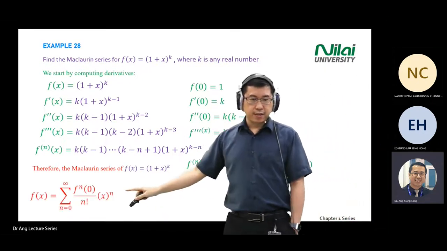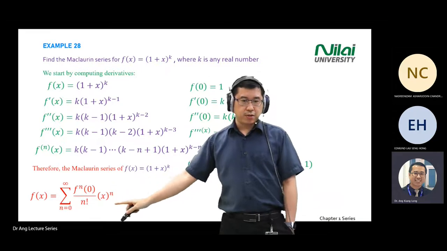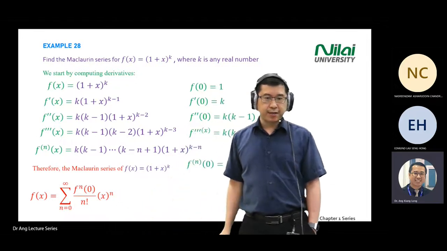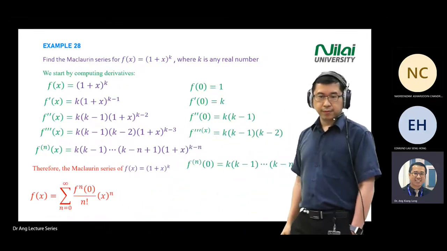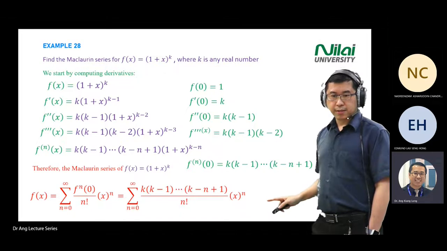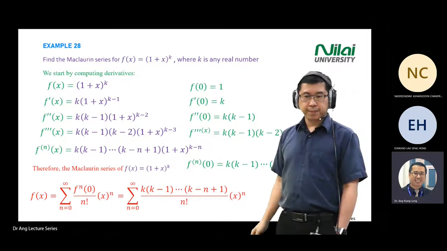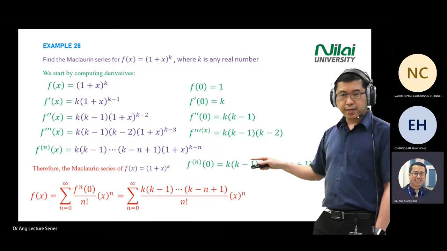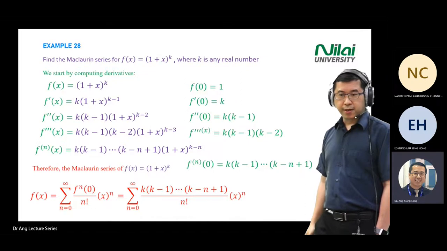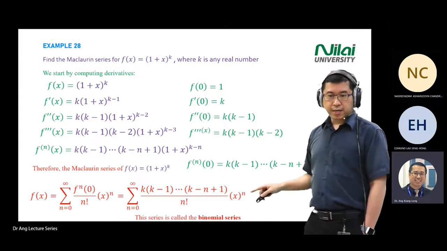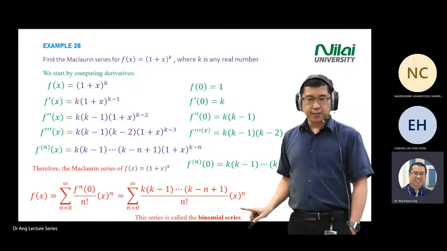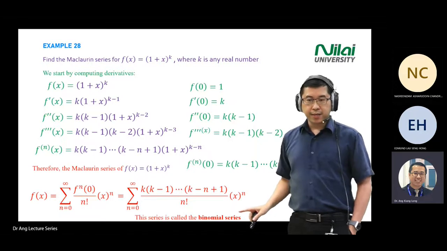f^(n)(0) divided by n factorial, x to the power n, equal to this set. So you observe the pattern you get here, then you give this conclusion. This one is important when you do your degree level final year subject.